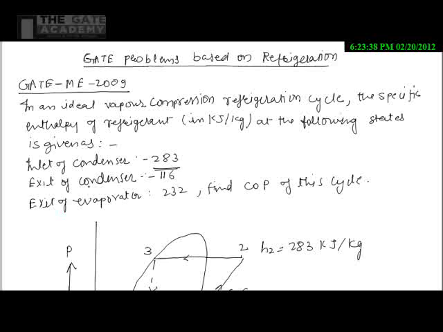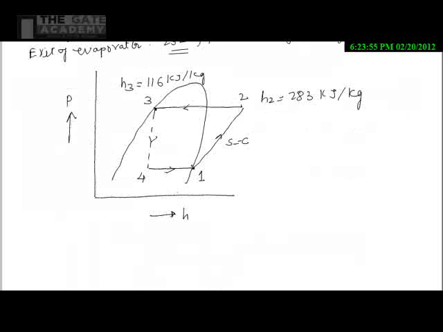Similarly, exit of condenser is given 116. So exit of condenser is here, that is exit of condenser. H3 equals 116 kilojoule per kg. Now exit of evaporator is given 232. So this one is exit of evaporator. So H1 equals 232 kilojoule per kg. And now we are interested in COP. So for COP we have to find out work done as well as Q2, because in COP we are interested in Q2 and W for refrigeration cycle.